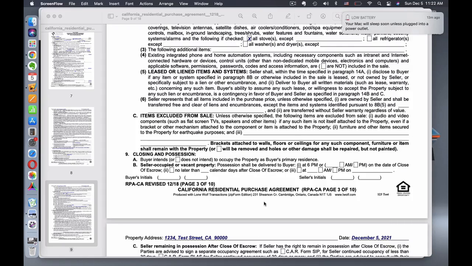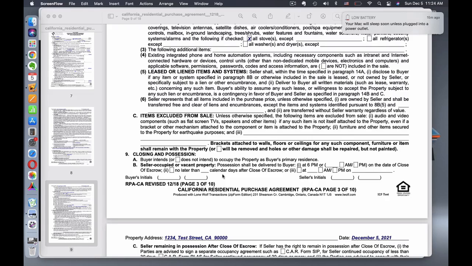Items excluded. So if there was something, like a shed in the backyard that you didn't want on a house with a backyard, or there was just something that you didn't want, say you didn't want the refrigerator, you could check those off. If you look at this right here, unless otherwise specified, things like audio, video components, flat screen TVs, even the bracket attached to the wall. You could get into a big argument over leave this, don't leave that. I just say it's better to just assume that between audio, visual, TVs and stuff, it's all going with the seller unless we specify, hey, I really want this.